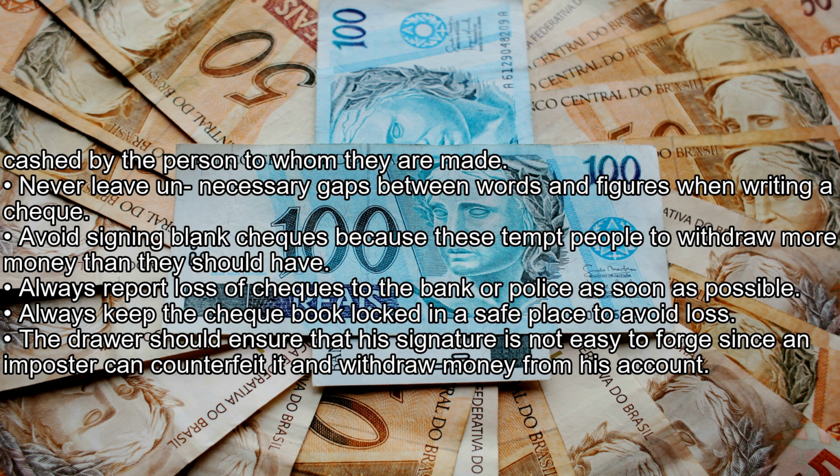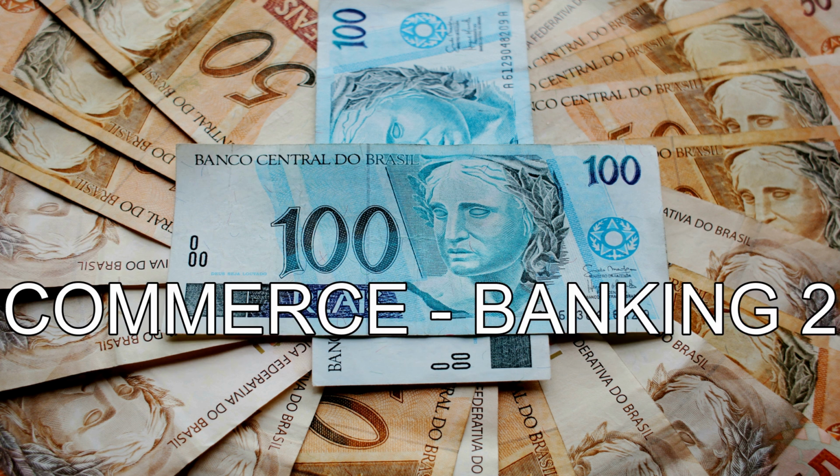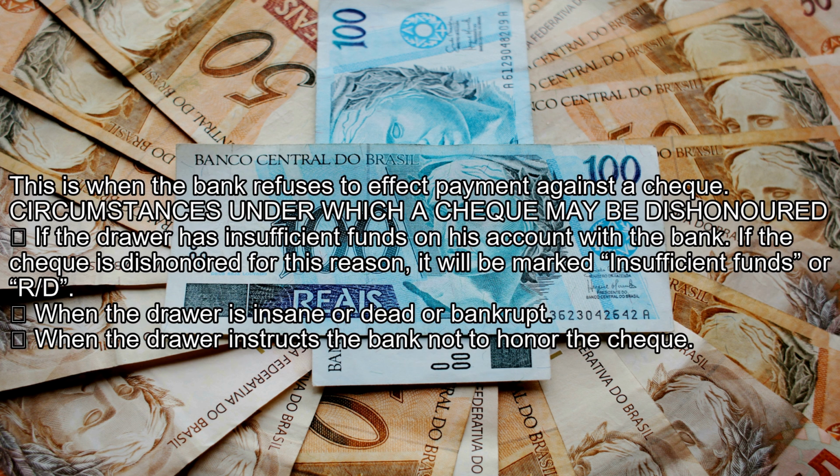The drawer should ensure that his signature is not easy to forge since an imposter can counterfeit it and withdraw money from his account. Commerce banking 2. Dishonouring a check. This is when the bank refuses to effect payment against a check. Circumstances under which a check may be dishonoured. If the drawer has insufficient funds on his account with the bank. If a check is dishonoured for this reason, it will be marked insufficient funds or R/D.